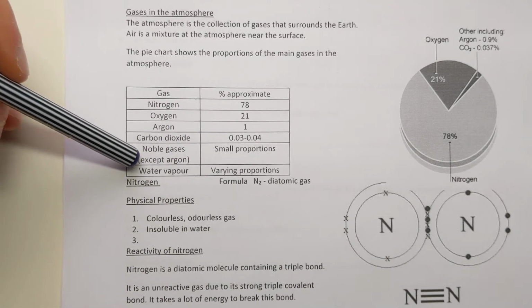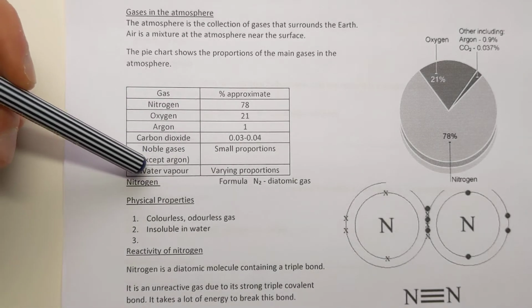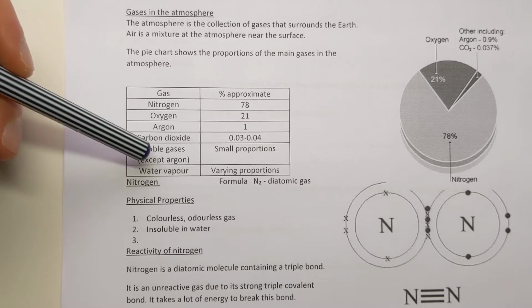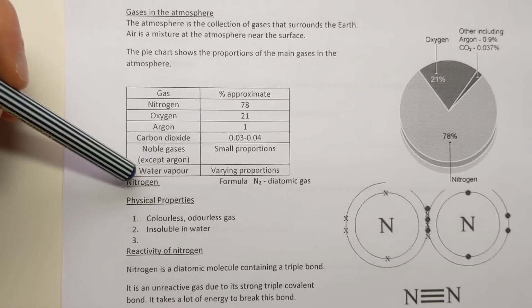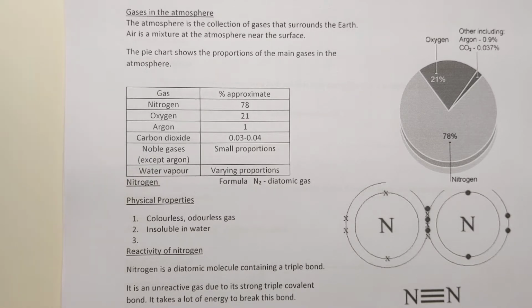You'll also find other noble gases, so things like helium, krypton and neon, but they'll be in very small proportions, so we don't need to worry about their percentage. And then water vapour, which is basically what we call humidity. So if it's a very humid day, it means there's a lot of water vapour in the air. It'll depend on where you are in the world and the time of year. So this first section is just about setting the scene about what different gases are in air.